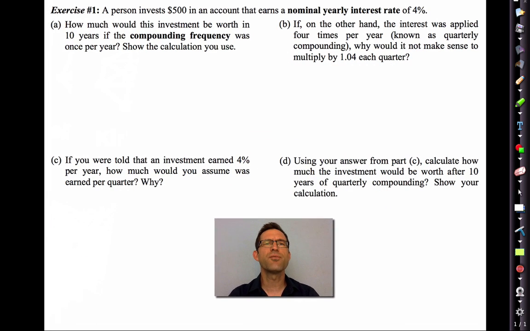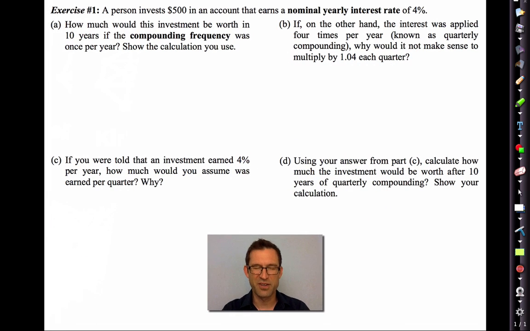A person invests $500 in an account that earns a nominal yearly interest rate of 4%. Eventually, I'm going to explain what the term nominal interest rate means, but for right now, let's just say you're getting a yearly rate of 4%. Letter A: how much would this investment be worth in 10 years if the compounding frequency, in other words, how often we apply the interest, was once per year? Show the calculation you use. This is something you should already know how to do, so go ahead and do it.